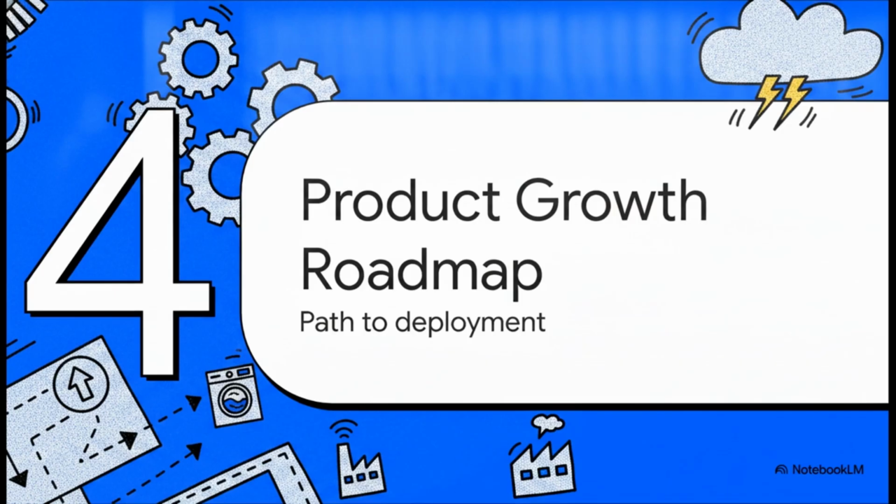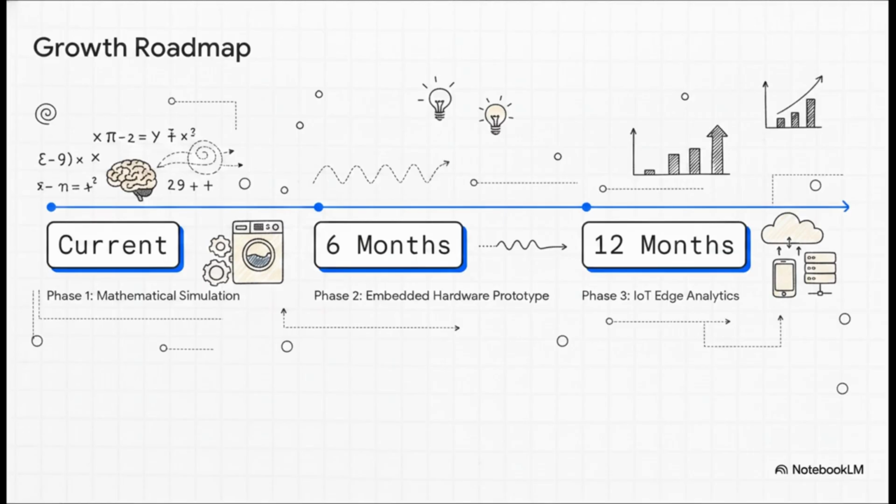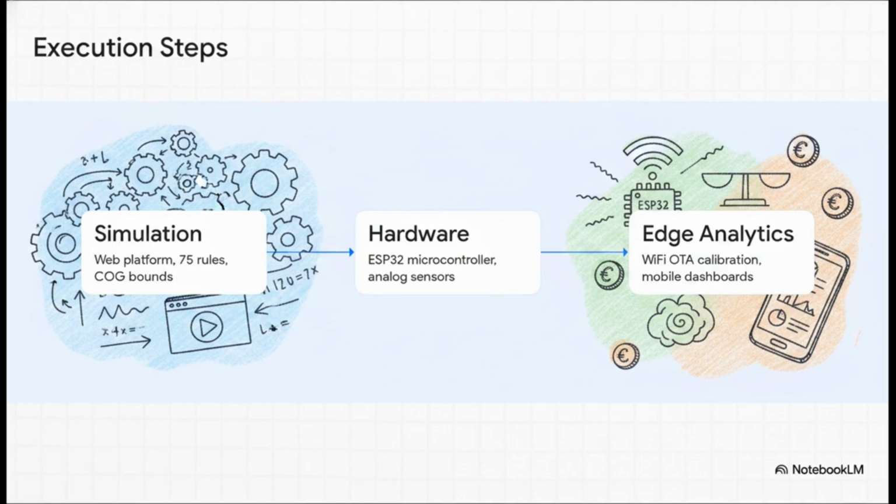Finally, let's examine Section 4, the Product Growth Roadmap. The engineering and deployment progression here is strictly defined across a 3-phase execution timeline. We move from Phase 1, our current status, into a 6-month milestone for Phase 2, and then culminate in a 12-month milestone for Phase 3. Let's break down how this builds step by step. Phase 1, right where we are currently, centers entirely on mathematical simulation. This is hosted on a web platform verifying our 75 distinct fuzzy logic rules and validating the center of gravity, or COG, outbounds for wash duration and water level.